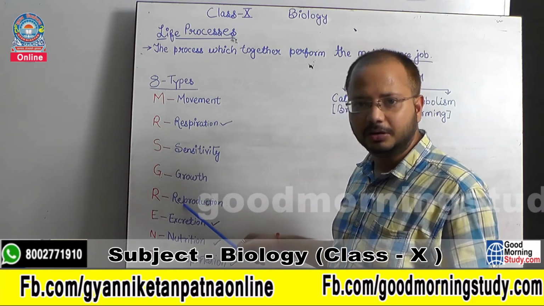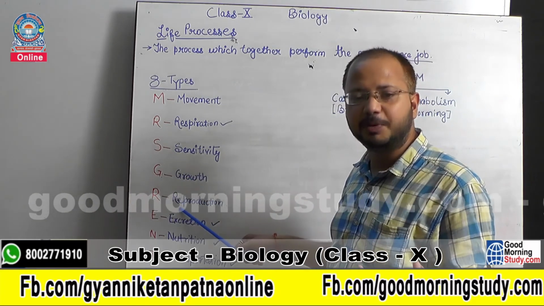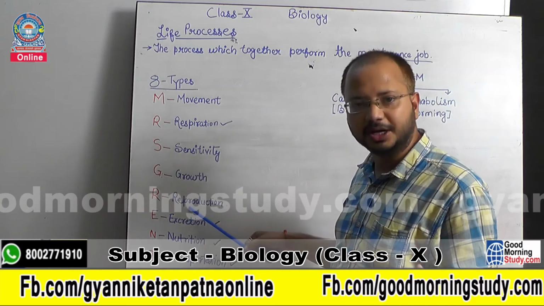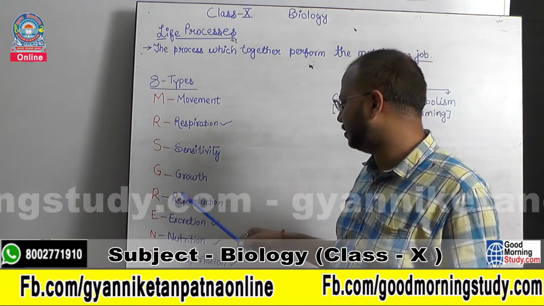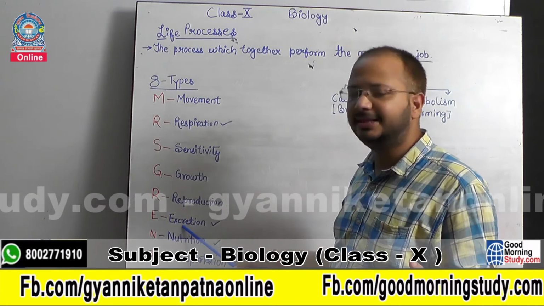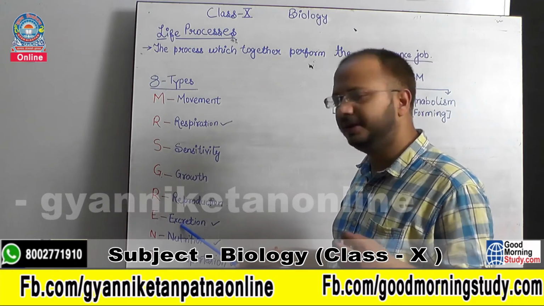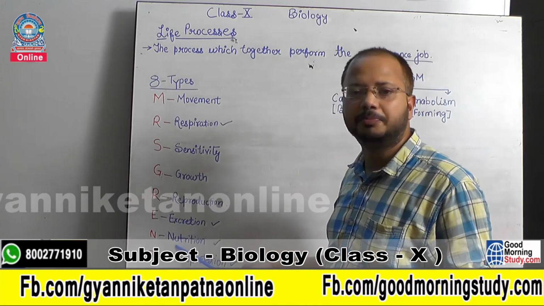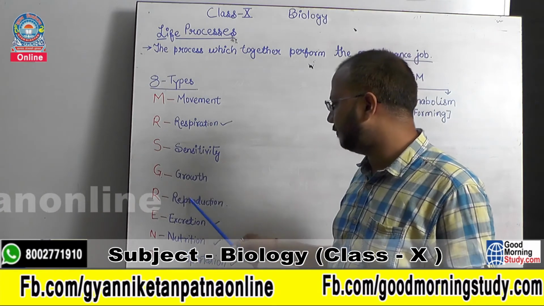Next, reproduction. If anyone dies, then how to sustain their species population? So it is by reproduction. Next is excretion, because when we are doing respiration, when we are doing nutrition, at that time we produce many harmful poisonous products, so they should be removed. And nutrition is also important, because from here we get the raw material for all the above processes.